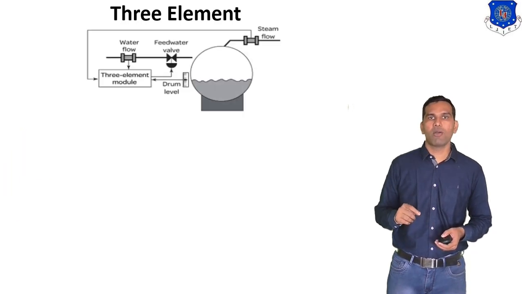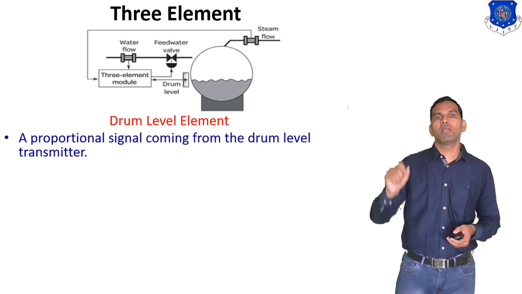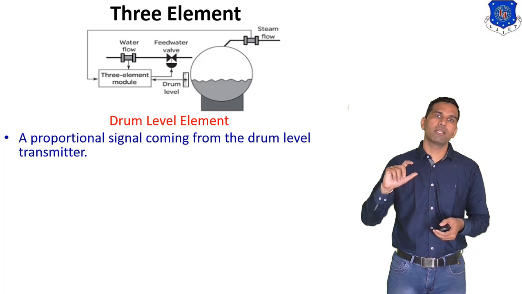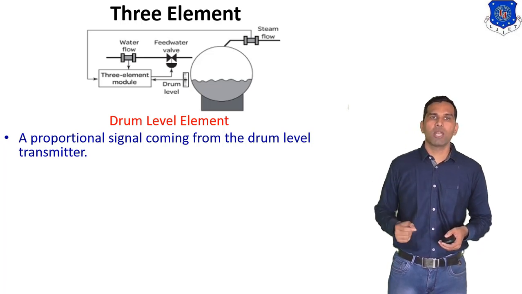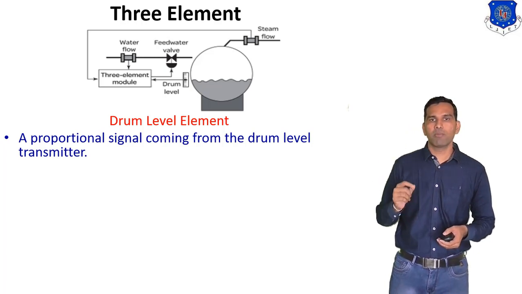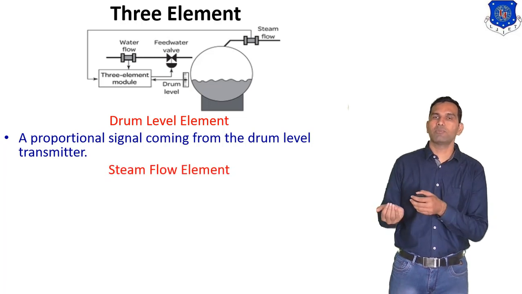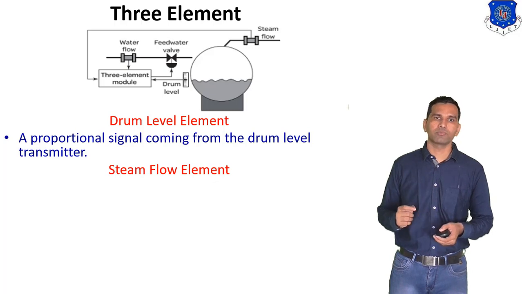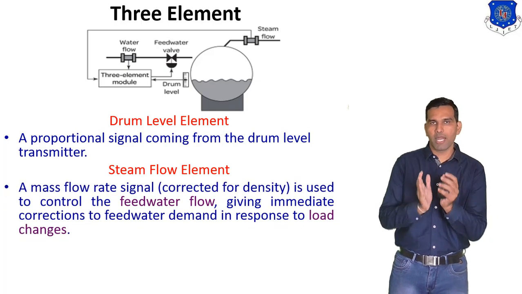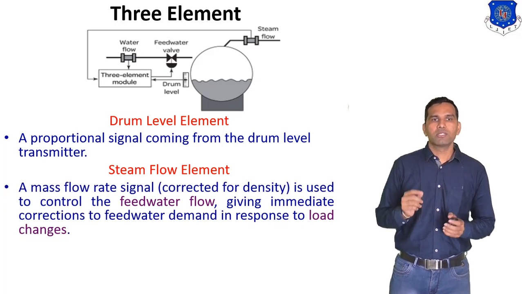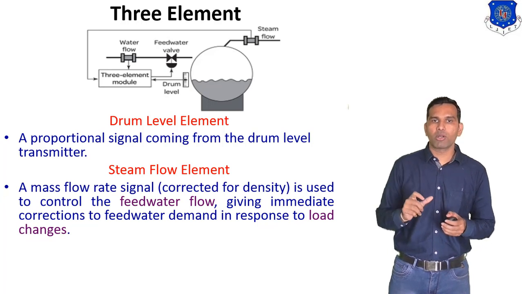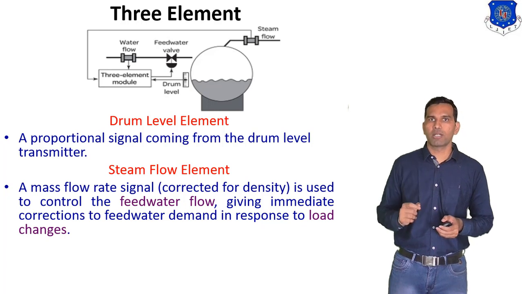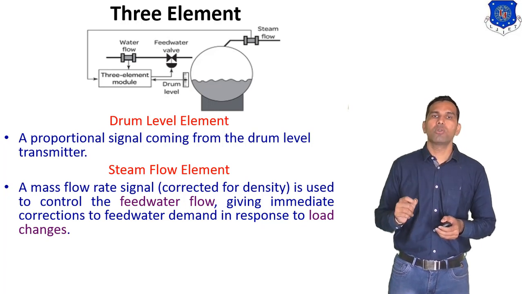Now we discuss how it works. First one is the drum level element. The working of the drum level element is the same as in the single element and two element systems. That is, a proportional signal coming from the drum level is transmitted to the controller. Now the second one is the steam flow element. A mass flow rate signal is used to control the feed water flow, giving immediate correction to feed water demand in response to load change.